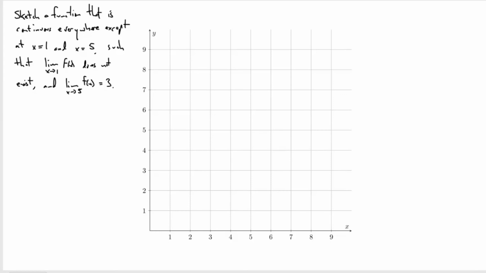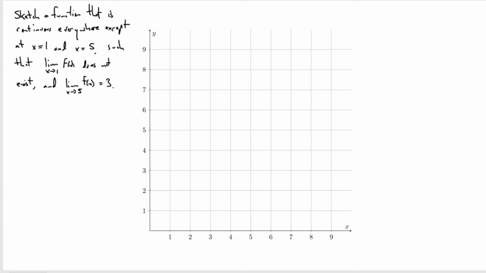Okay, those last exercises that we did put you in good shape to do your homework, but I like to ask questions like this on quizzes and exams, so let's just take another few moments and give this a try. See if you can sketch the graph of a function that's continuous everywhere except not continuous at x equals 1 and x equals 5, and that also has the following properties. The limit as x approaches 1 doesn't exist, and the limit as x approaches 5 equals 3.